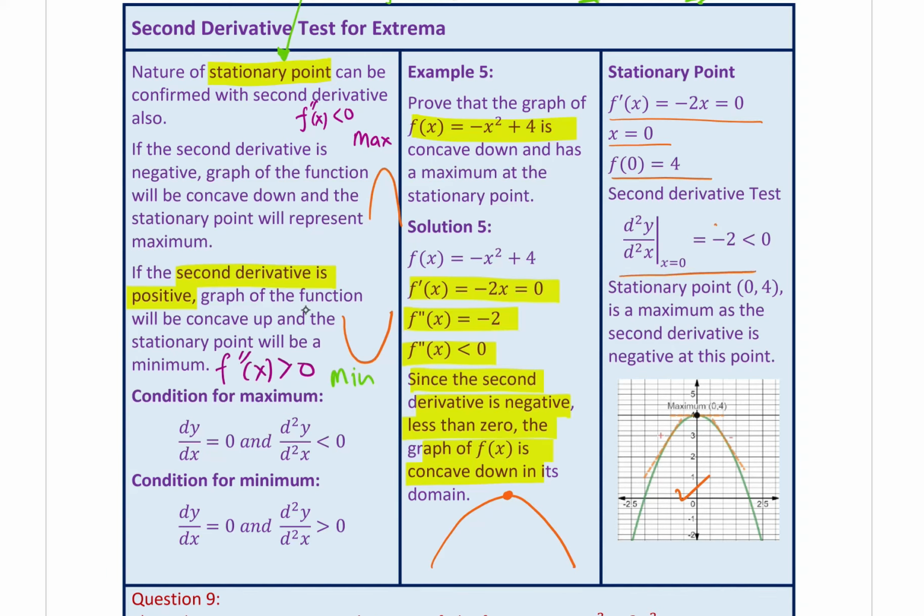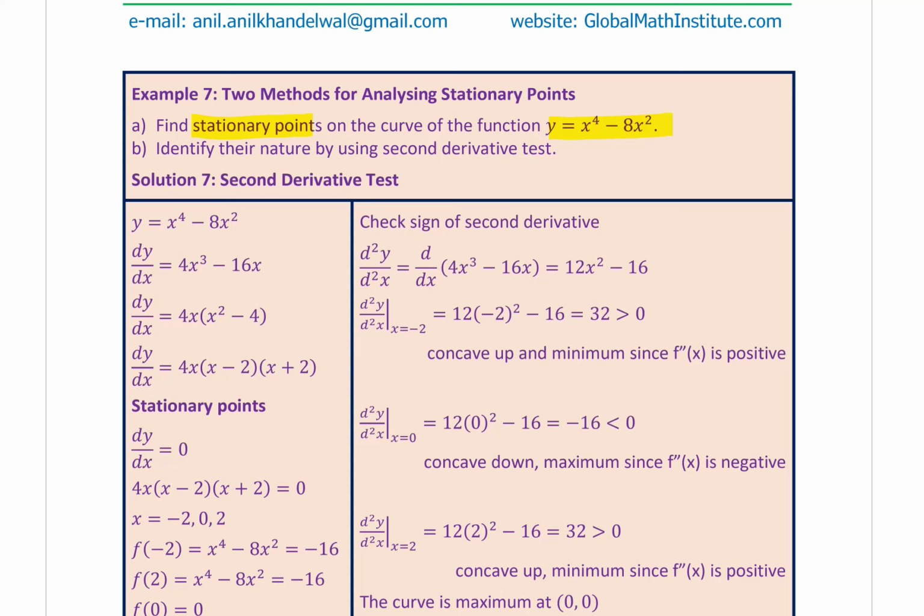Correct? Another example for you is very similar. So I'd like you to pause the video and copy this particular question. The only thing is I've taken another polynomial. So find stationary points on the curve of the function y equals x to the power of 4 minus 8x squared. Identify their nature using the second derivative. So the solution has been provided. You can go through this solution, but before that, I would like you to actually solve the question, right? And then check with my solution.